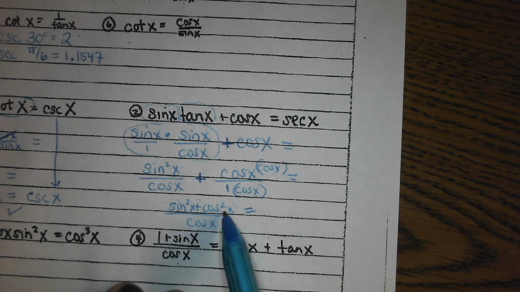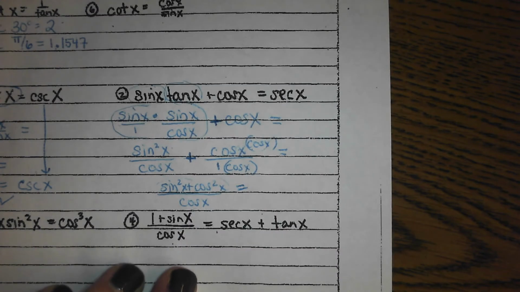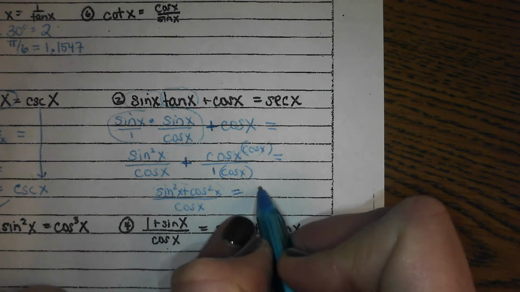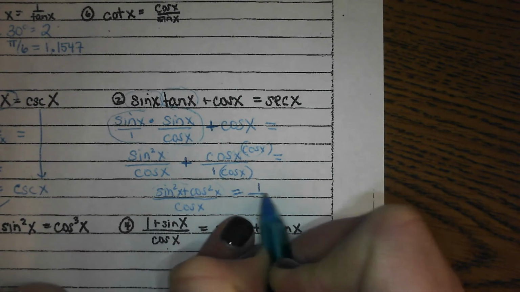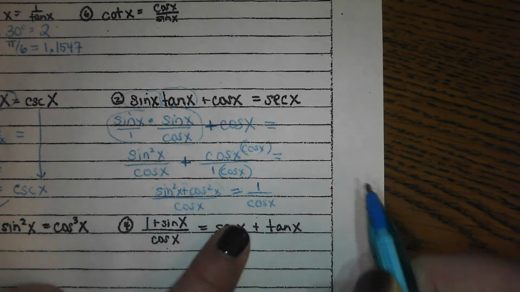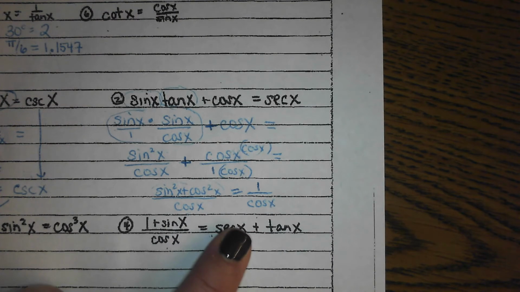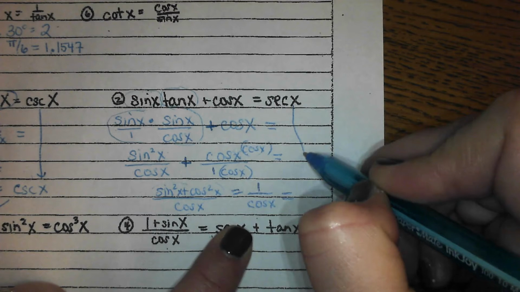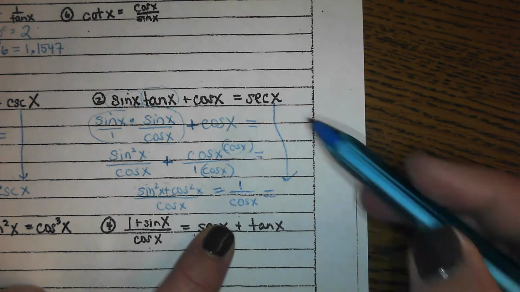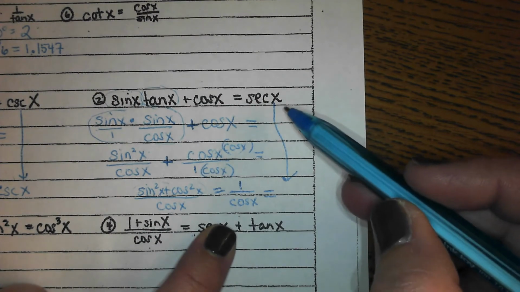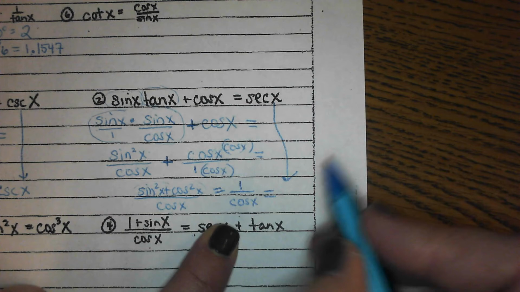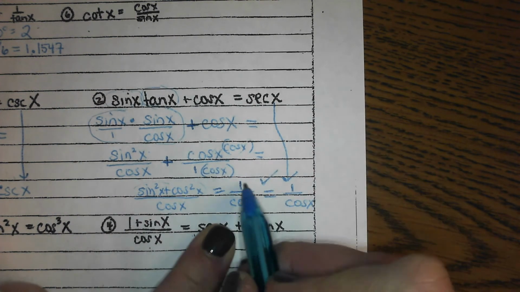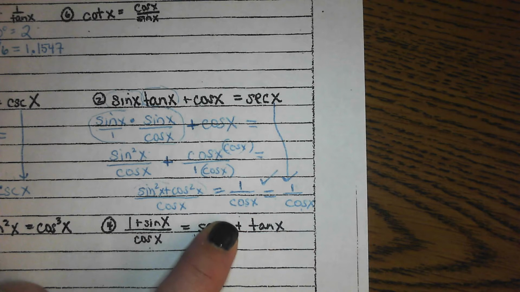Sine squared plus cosine squared equals what? 1. So this side, and again, I would continue to work down, but I have to start moving over. That numerator just becomes 1 over cosine x. And so that's where I'll end my left side, because my right side, which was a secant, is the reciprocal of cosine. So I can rewrite secant as 1 over cosine x, and there's my left side equals, there's my right side. Done.